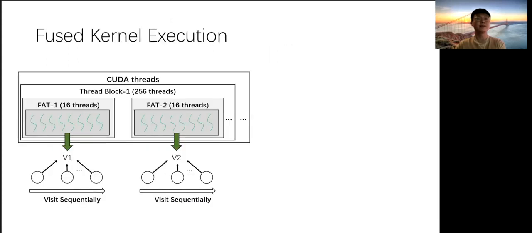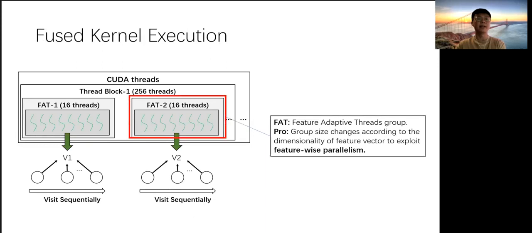Next, we describe how Seastar executes the fused kernel. We first explored the feature-wise parallelism by using FAT. Now, FAT is a group of consecutive threads. FAT's size is determined by the feature vector size of vertices, and is set to be a power of 2. For the first few layers of GNN, the feature vector size is usually large, so the size of feature group is also large. In the figure, we show a case where feature size is 16, and we set FAT group size to be 16 too.